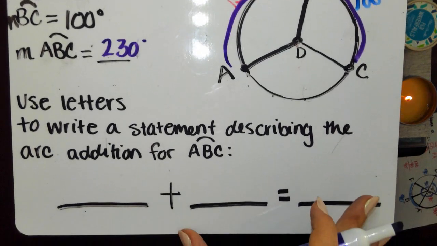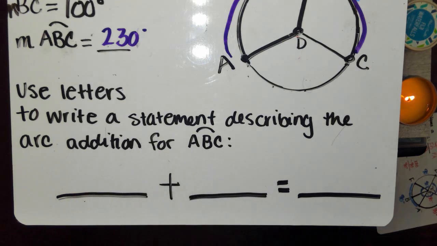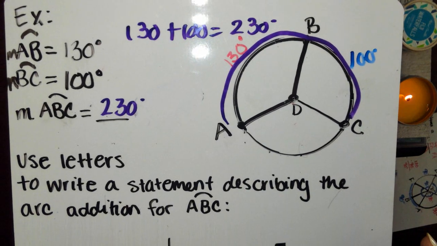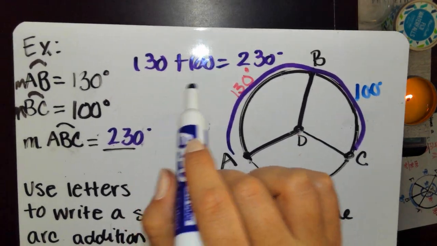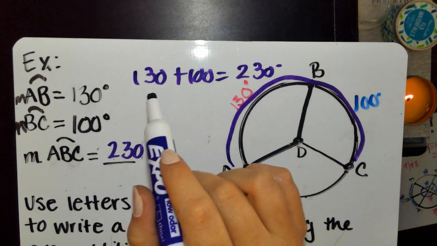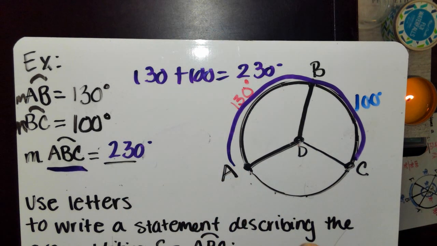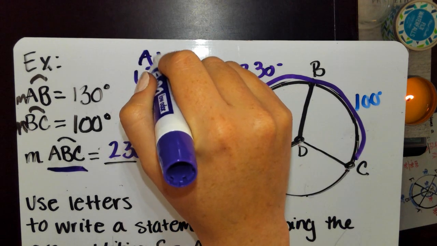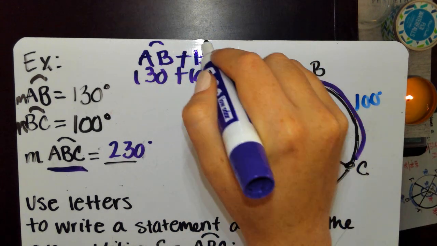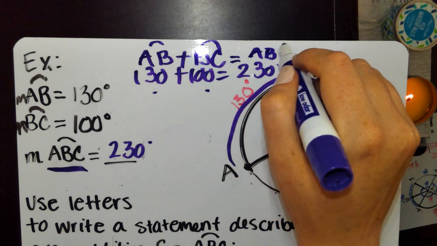Now the second part of this problem says use letters to write a statement describing the arc addition for ABC. So sometimes in problems, just like we've seen in other problems before, it's not going to necessarily write out this information with numbers, but it's the same idea. So if I'm trying to figure out what the measure of arc ABC is equal to, I'm taking arc AB, I'm adding arc BC, which was 100, and that is equal to the measure of ABC.